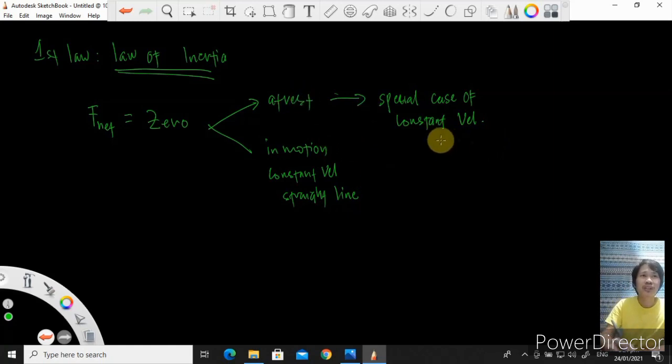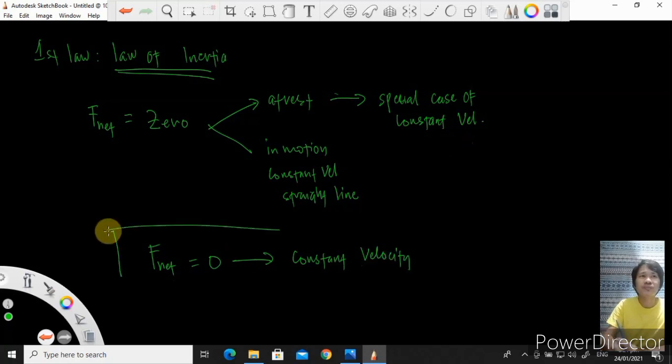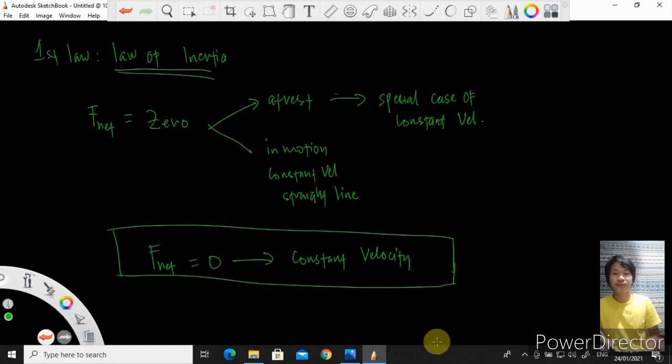If you do that, then you can say that whenever the net external force is equal to 0, then the object moves at a constant velocity. So this is really the first law, the law of inertia. Okay? So when the net force is 0, the object moves at a constant velocity. Sir, what about at rest? No problem, because at rest is a special case of constant velocity. Okay? So whenever there are no external forces, if the net force is 0, then the object moves at a constant velocity.